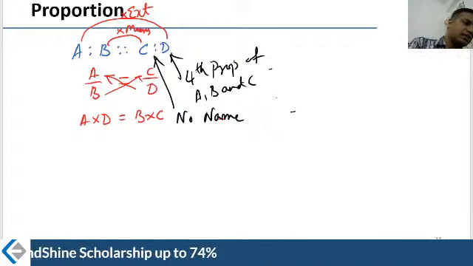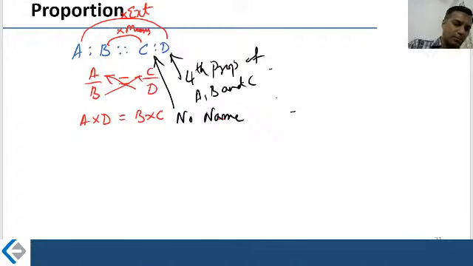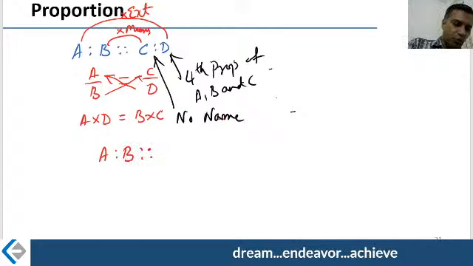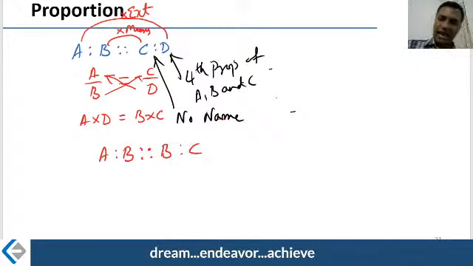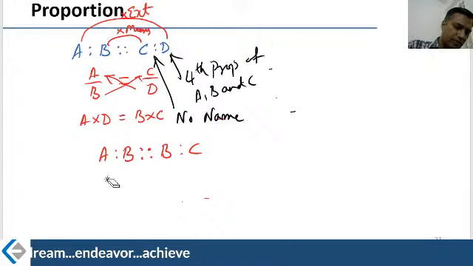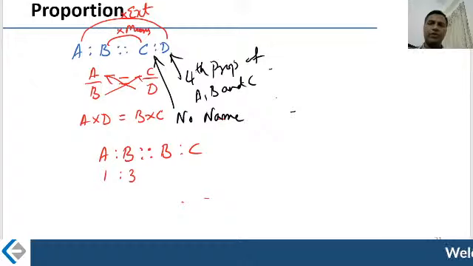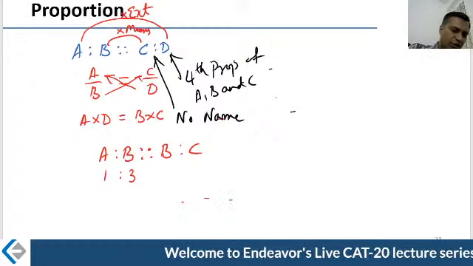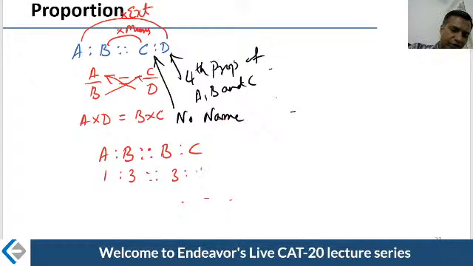Great. Let's consider another proposition here. What if I have something like this? A is to B is proportional to B is to C. Can I have something like this? Of course, why not? For example, let me write a simple number: 1 is to 3 is proportional to 3 is to 9.